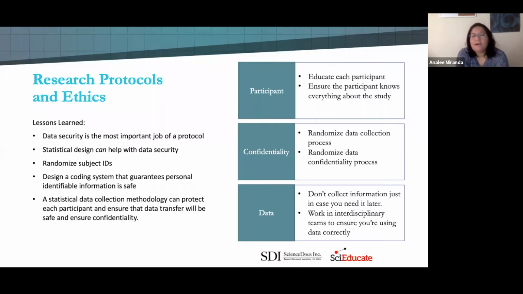Again, I've talked about confidentiality and working with statisticians to randomize the data collection, and don't collect information just in case you need it later. Never do that. That is probably something that I learned right away, because statistical sample size determination was one of the first issues that I had.